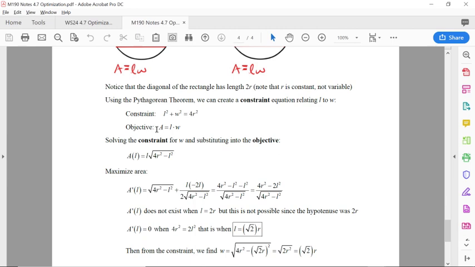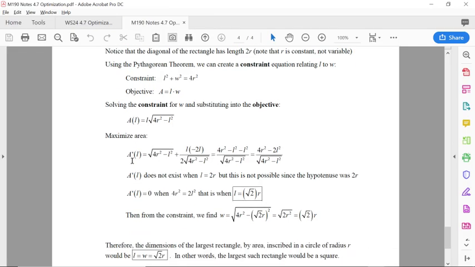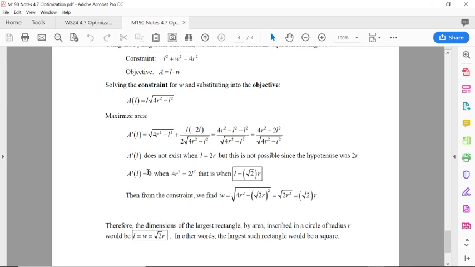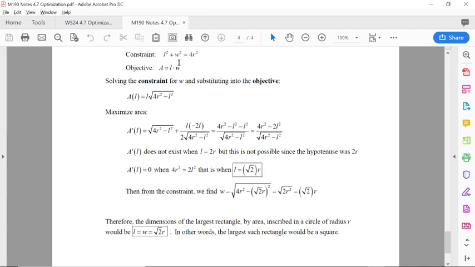So we reduce our objective equation down to a single variable form by solving the constraint for one of our variables and plugging it in. I've solved it for W and plugged it into the area equation to get area in terms of L. Then we can go ahead and maximize by the same calculus techniques we've already been using. Okay, and I end up with the result here: the length is the square root of 2 times r. Plugging that back into the constraint equation to find out what W is.